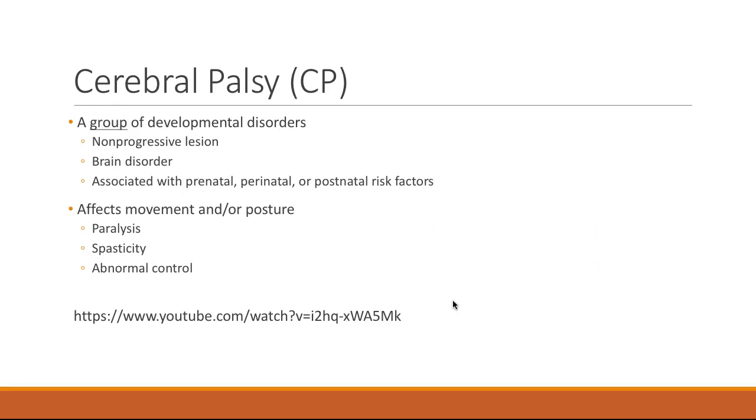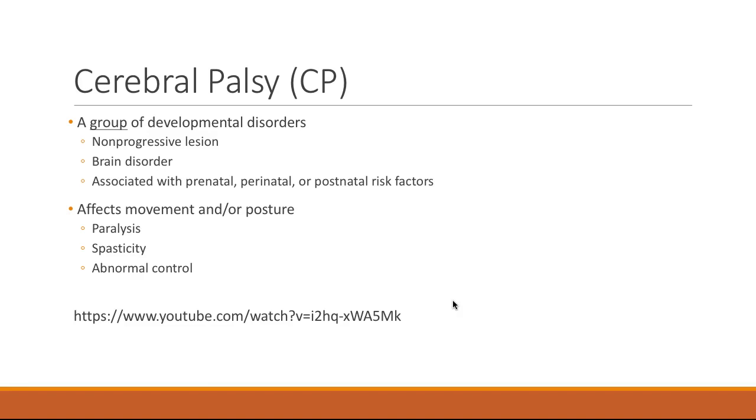The most prevalent cause of neuromotor dysfunction in children is cerebral palsy, with a prevalence of 1 in every 500 births. The term cerebral palsy refers to a group of developmental motor disorders caused by a non-progressive lesion or disorder of the brain. Associated damage to one or more areas of the brain can lead to paralysis, spasticity in the muscles, or abnormal control of movement and postures.